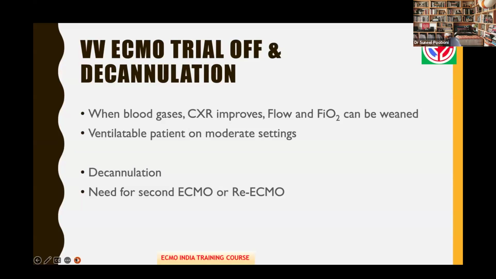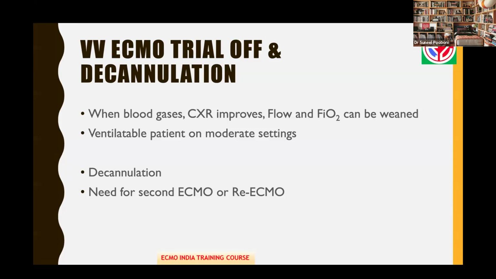Decannulation is sometimes followed by a need for a second ECMO or re-ECMO. Sometimes when the patient has achieved a ventilatable state, then also probably you should be able to come off ECMO, because if you continue ECMO for a prolonged period of time, sepsis might set in. So there are certain scenarios where, if it is the right opportunity and right duration before the patient catches an infection, we can come off ECMO. I'm not mentioning the food or feeding in this part. That is a separate nutrition chapter.